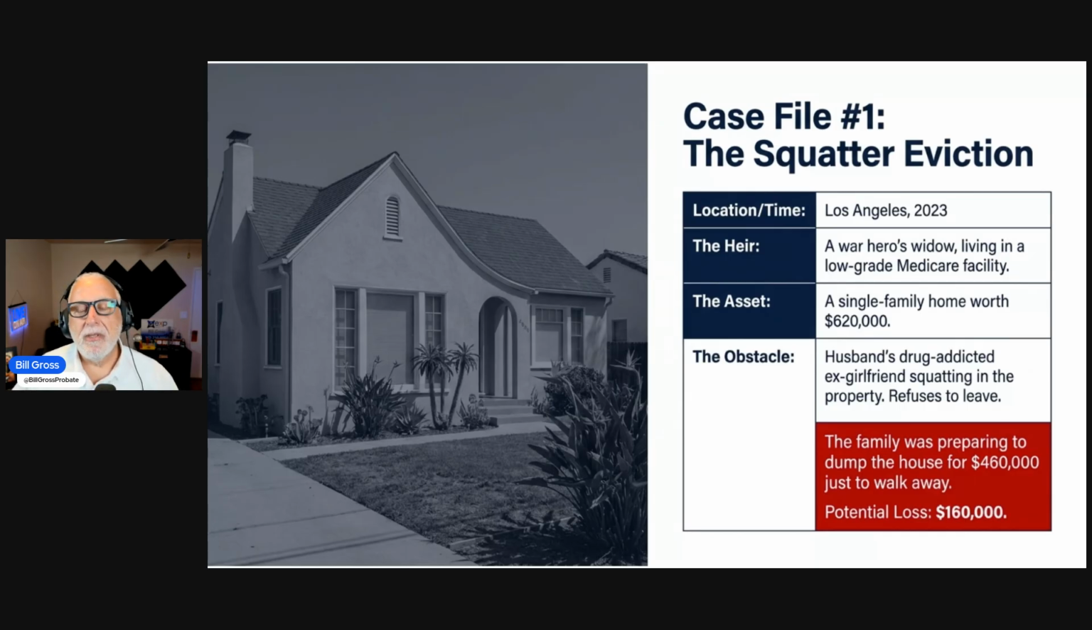And by the way, the neighbors loved it because instead of a drug den next door with squalor and rodents and pests, they had a nice new house. The house got cleaned out and repainted and refreshed, and the family moved in, and it all worked out for everybody. So that's the squatter eviction. This is a very common case. I do these, I would say, fairly regularly, 3 or 4 times a year at least.